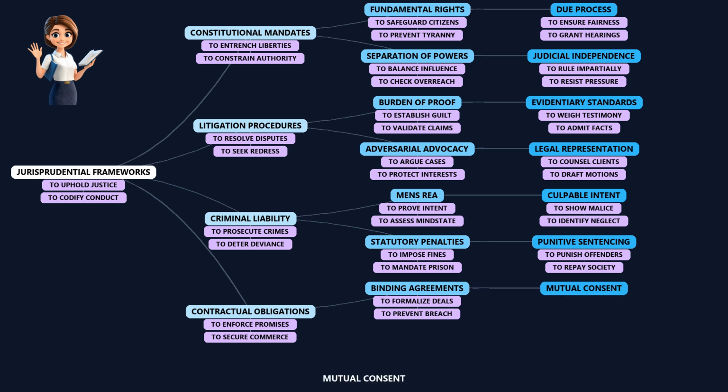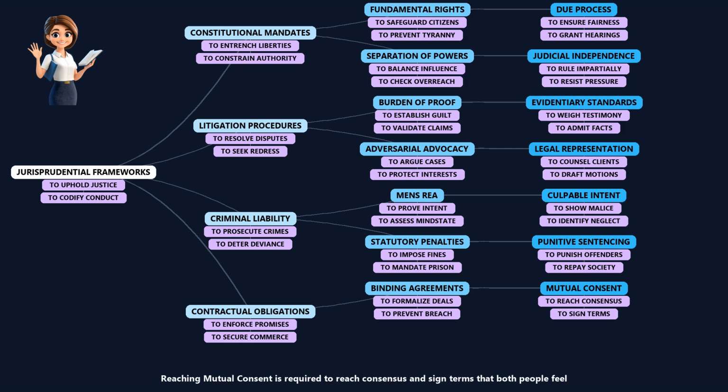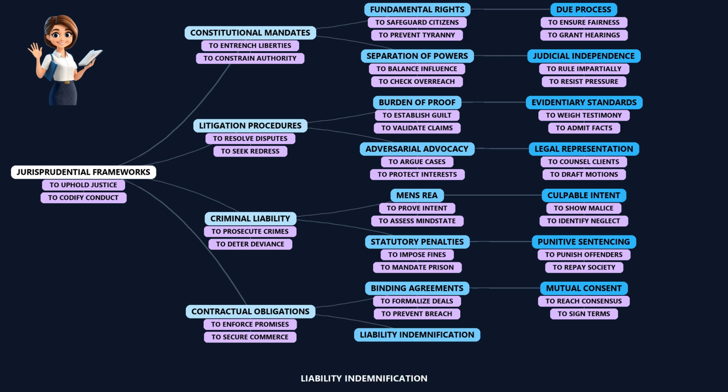Mutual consent. Reaching mutual consent is required to reach consensus and sign terms that both people feel are fair. At its core, it means that both sides of the deal understand the rules and say yes without being forced. Liability indemnification. Using liability indemnification is a common way to shift risk and cover losses if something goes wrong during a project. Effectively, it is a promise that says, if my mistake costs you money, I will be the one to pay for it.